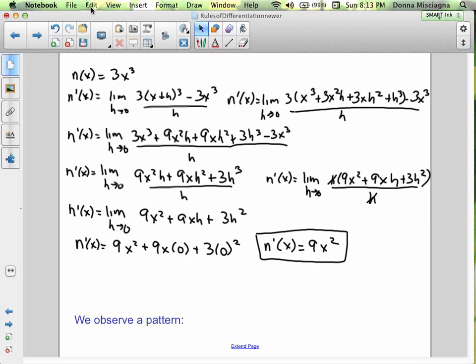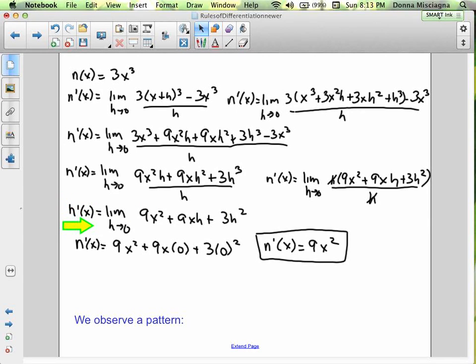So I distributed the 3 in the next line. All right, we canceled out the 3x cubes because there's a positive and a negative. That takes us to this step. We can factor out the h, cancel that out. I wisely did not factor out the 3 because it wouldn't have made any difference anyway. I would just be distributing it back.